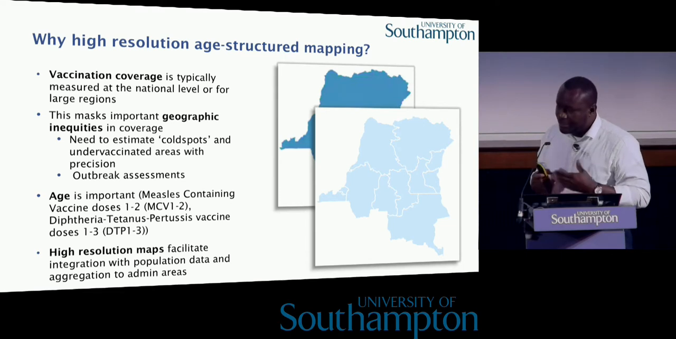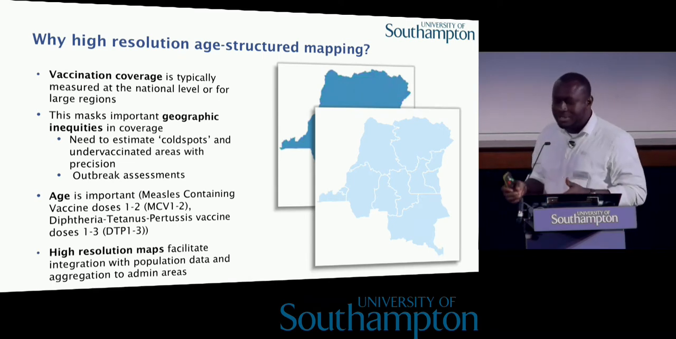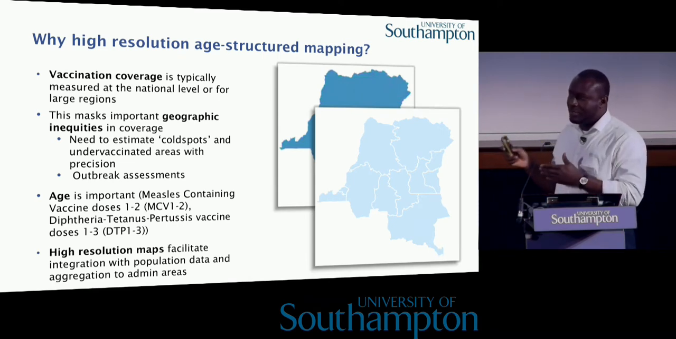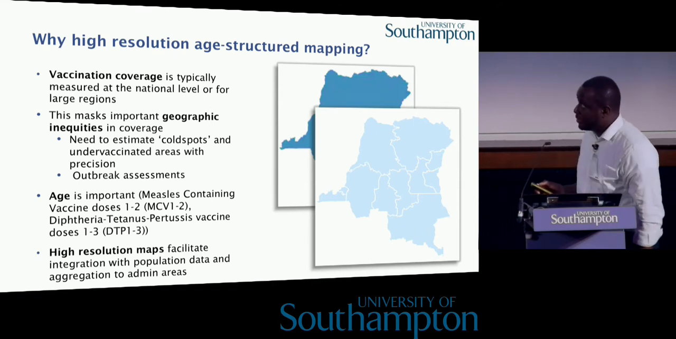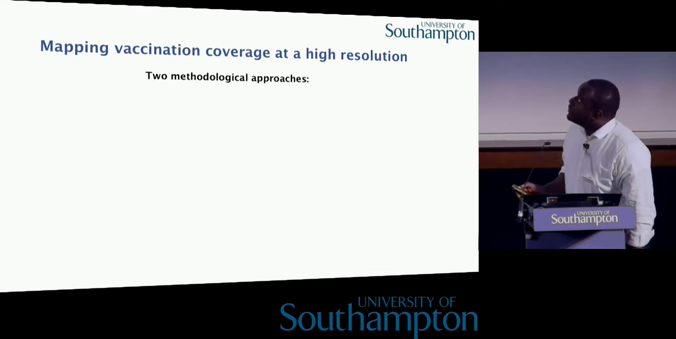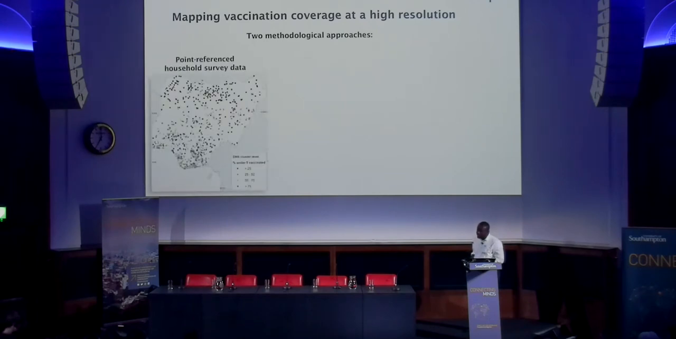And the good thing about having high-resolution maps is that we can always aggregate from the grid level to any administrative level that we want to facilitate policy making and implementation. So there are two methodological approaches that we use to produce predicted maps of vaccination coverage. So the first approach relies on what we call point reference data. And both approaches make use of survey data.